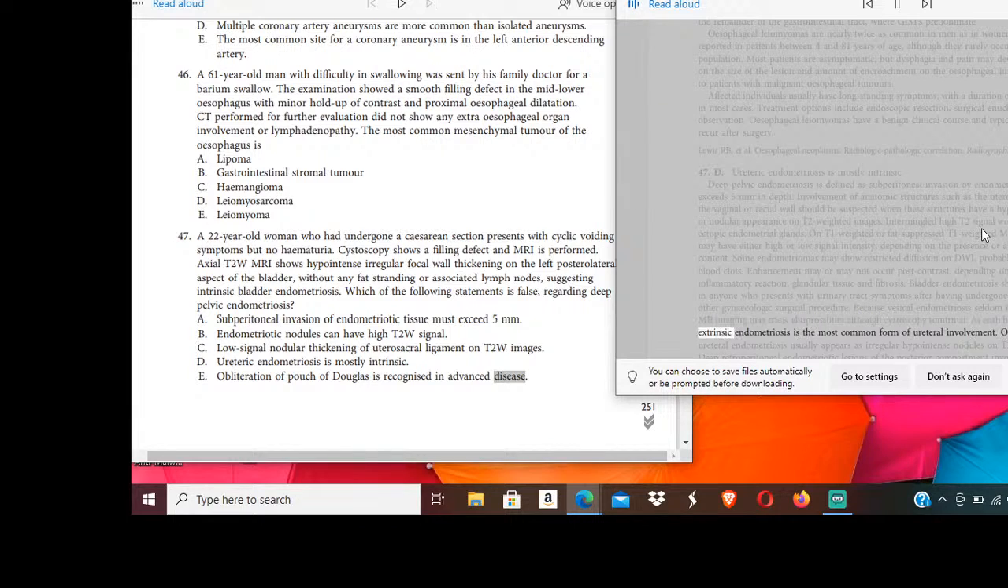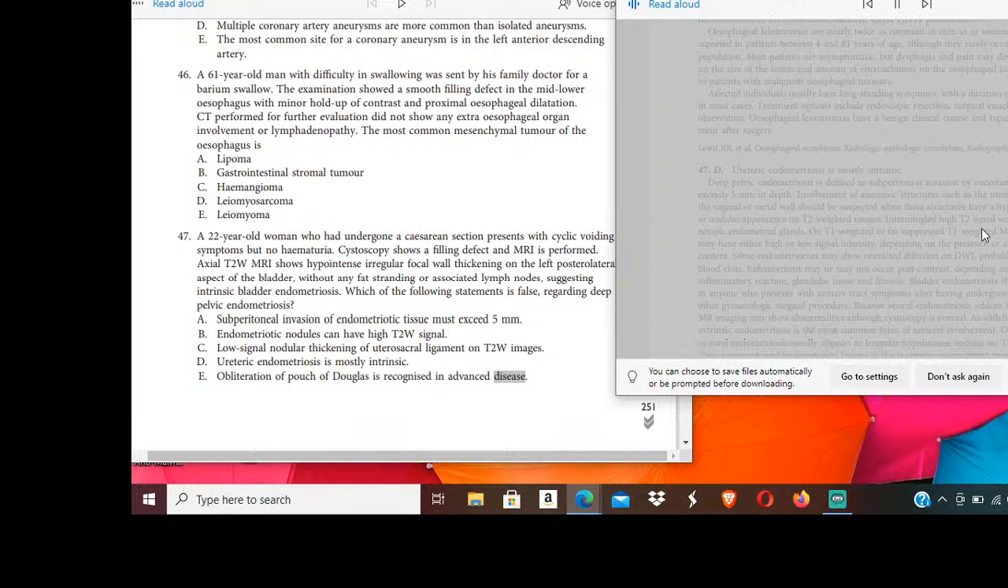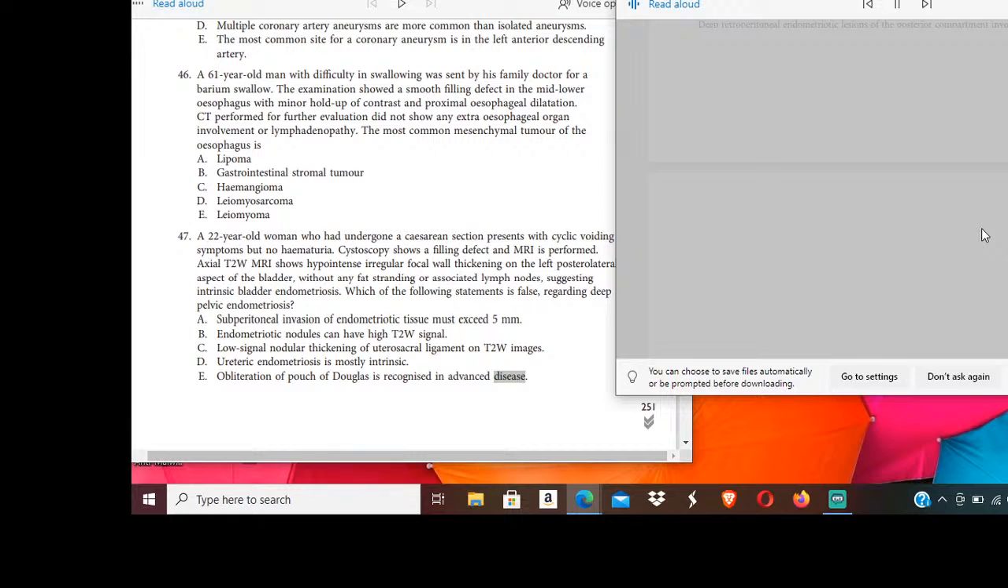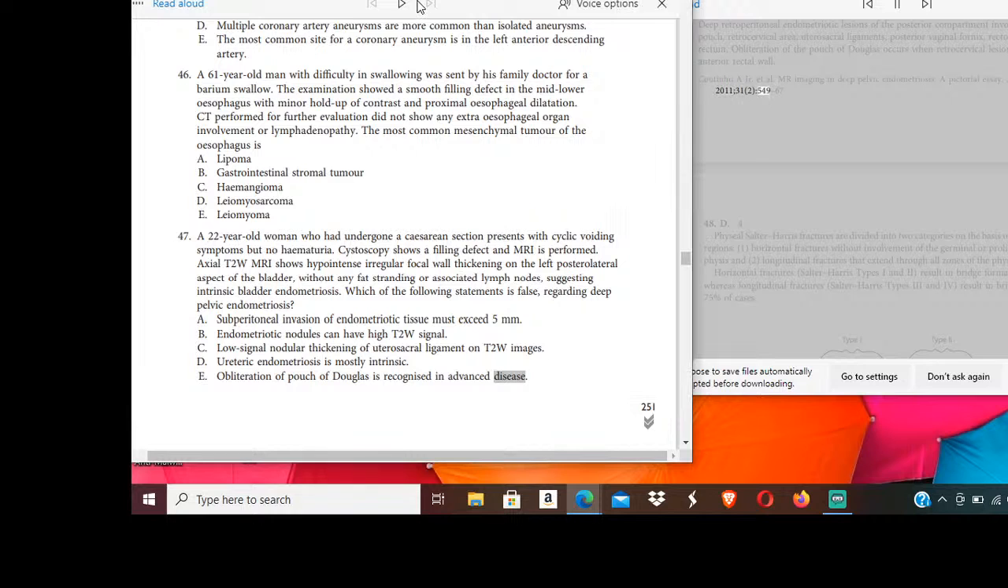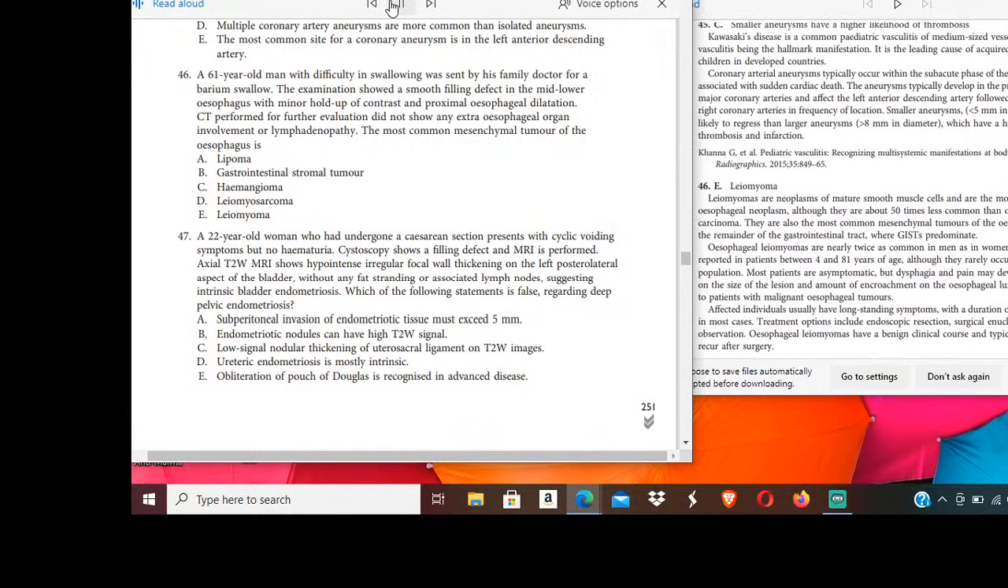As with bladder involvement, extrinsic endometriosis is the most common form of ureteral involvement. On MR imaging, ureteral endometriosis usually appears as irregular hypointense nodules on T2 weighted images. Deep retroperitoneal endometriotic lesions of the posterior compartment involve the rectovaginal pouch, retrocervical area, uterosacral ligaments, posterior vaginal fornix, rectovaginal septum and rectum. Obliteration of the pouch of Douglas occurs when retrocervical lesions extend to the anterior rectal wall. Coutinho AJR, et al. MR imaging in deep pelvic endometriosis, a pictorial essay. Radiographics. 2011, 31:549-67.